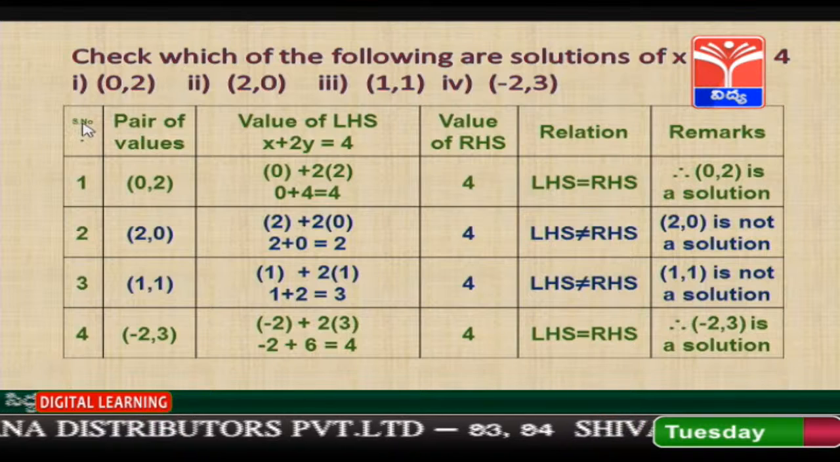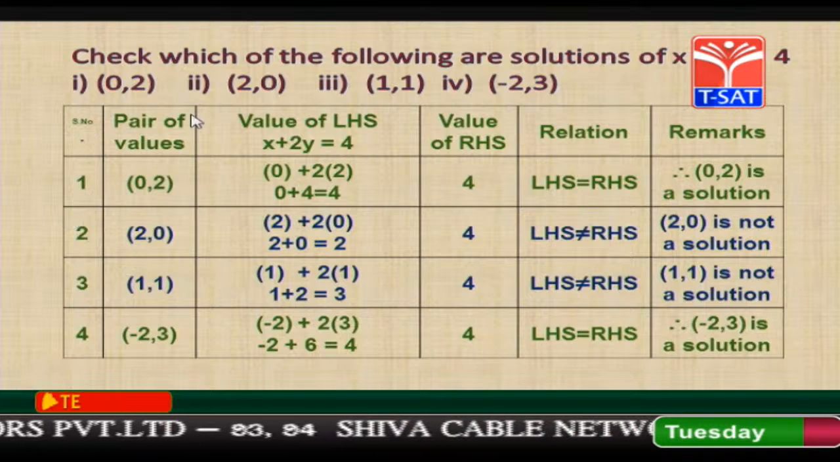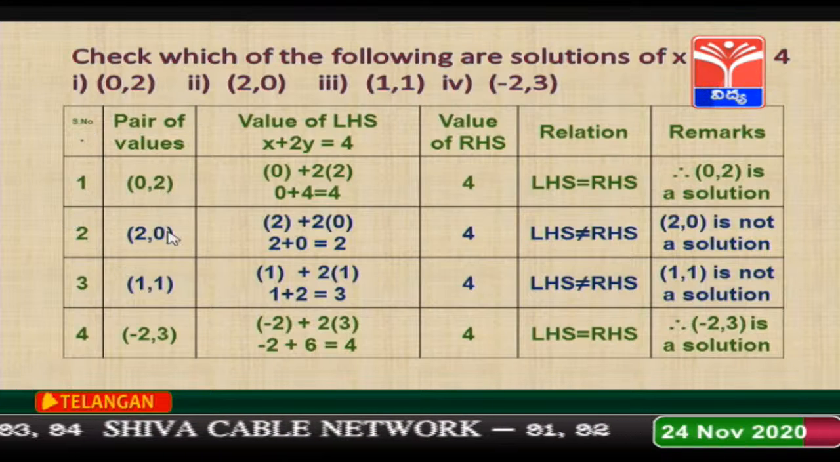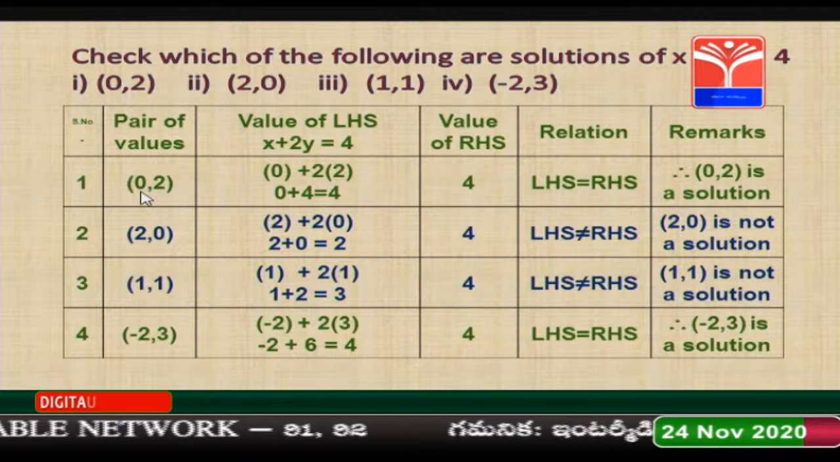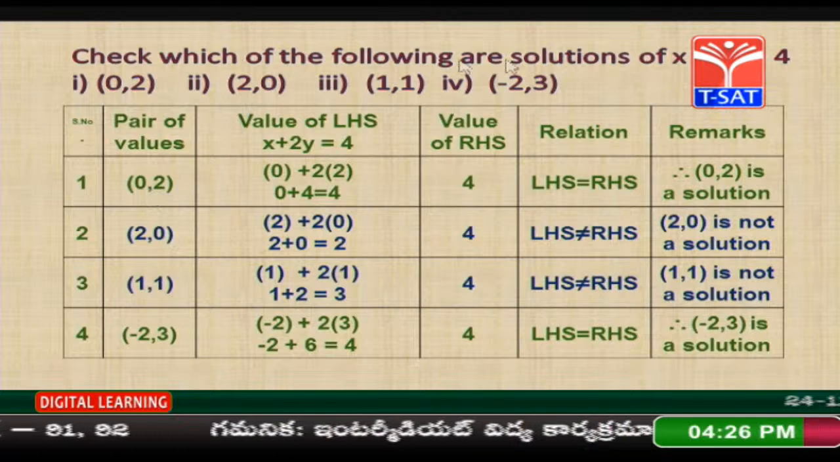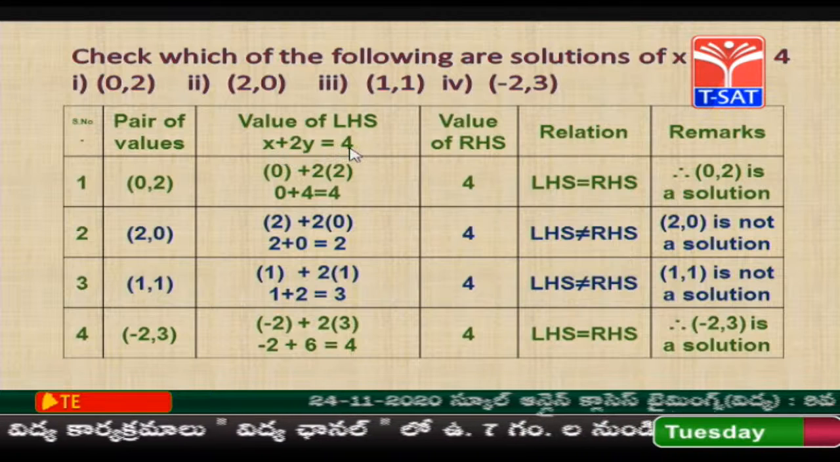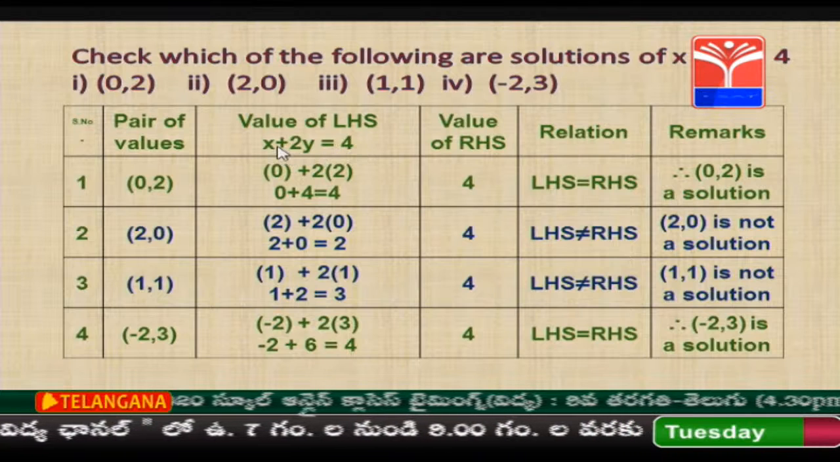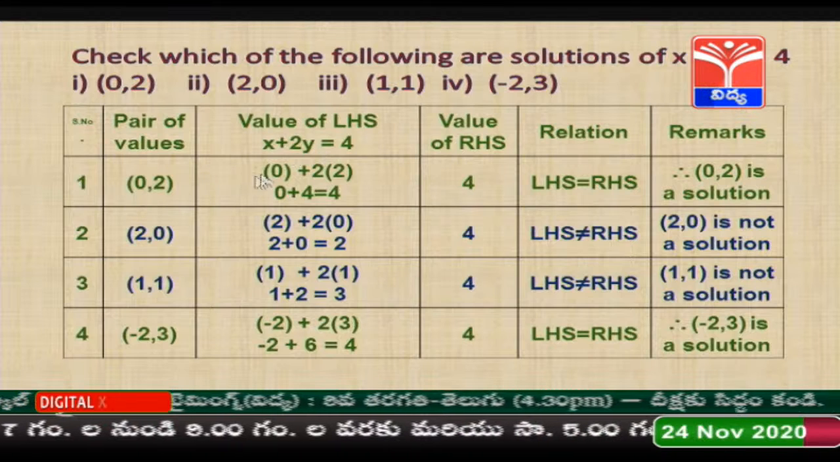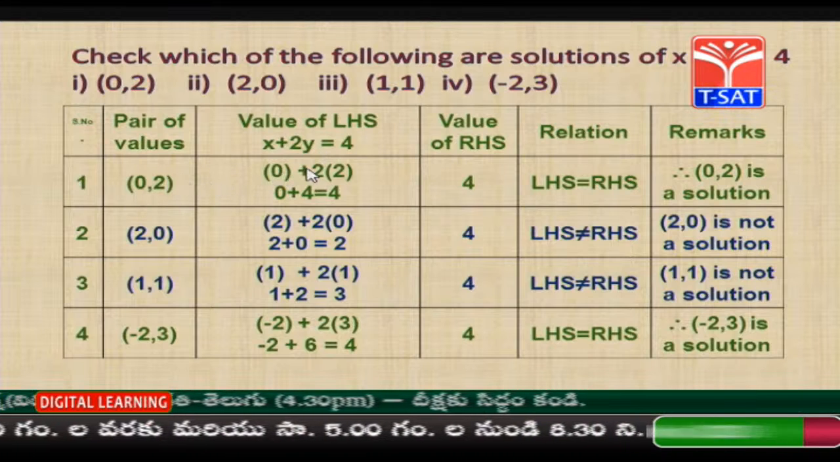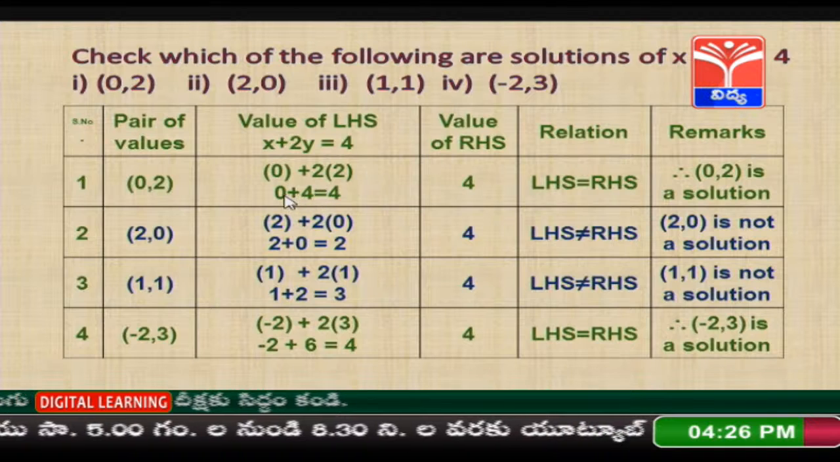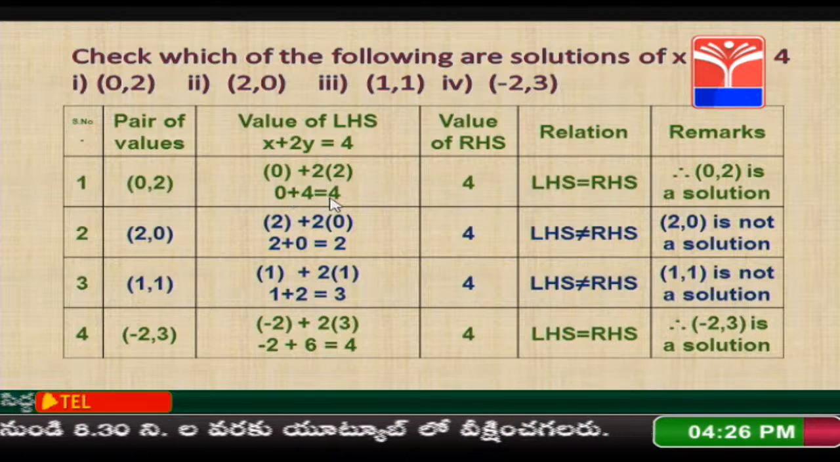Now, please see the serial number, the pairs of values, or you can say ordered pairs. First one is (0, 2). The equation is x plus 2y is equal to 4. In place of x I write 0, in place of y I write 2. 0 plus 2 into 2, how much is it? 0 plus 4, which is equal to how much here? 4.